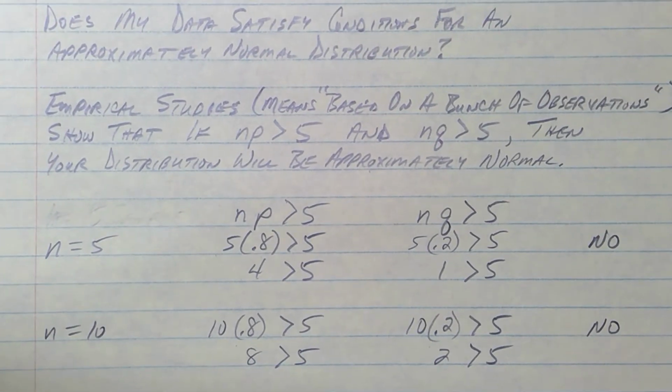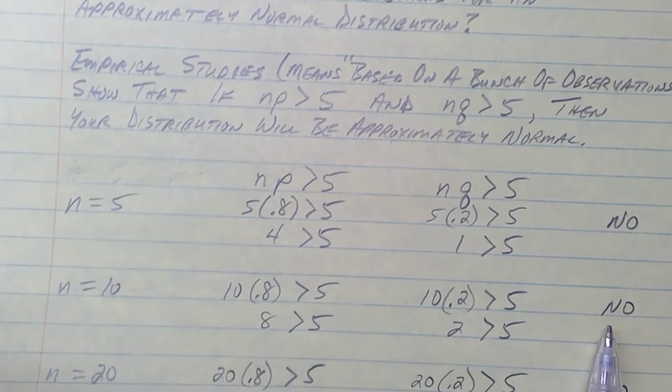What if I watch 10 games? Well, 10 games times 80%, that's 8. 8 is greater than 5, so far so good. But what about the failures? The proportion of failures is still 2 out of 10, and 10 games times 2 out of 10 is 2. 2 is not greater than 5, no. I need more than 10.